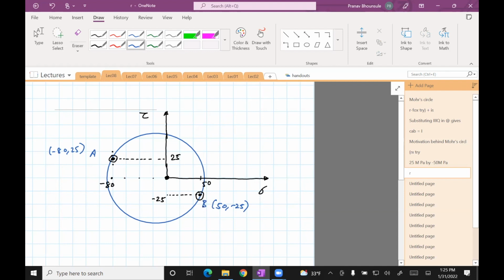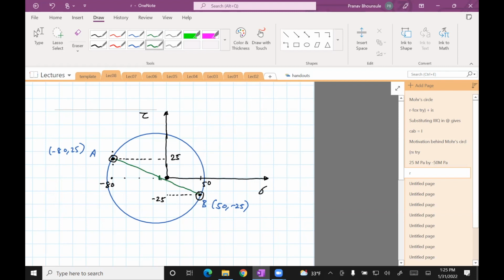Okay, now I just join the points A and B using a straight line, and that straight line should pass through the center of the circle. Something like this.